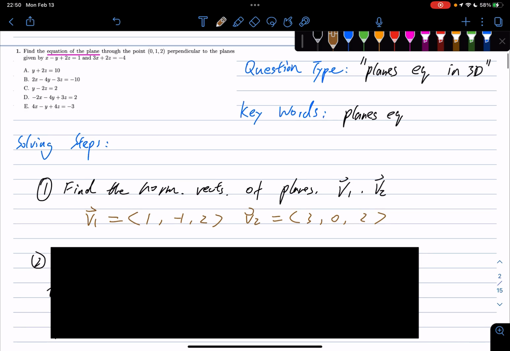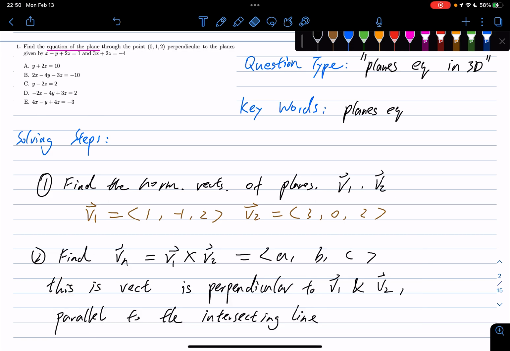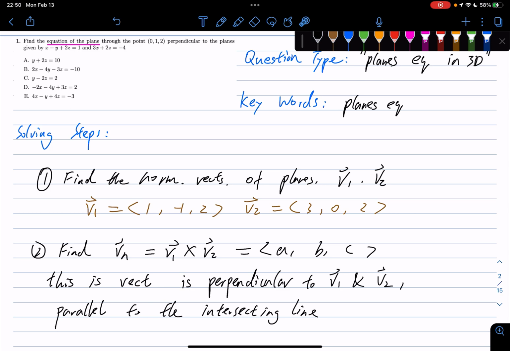And then the second step is that once we have these two vectors, we're going to take the cross product to find the normal vector. We call its components A, B, C respectively. So this Vn is the vector perpendicular to V1 and V2, and it is also parallel to the intersecting line. This vector can be used to find the intersecting line of the two planes as well, and we have already mentioned that in my lines and planes in 3D videos, so we're not going to touch base on that.